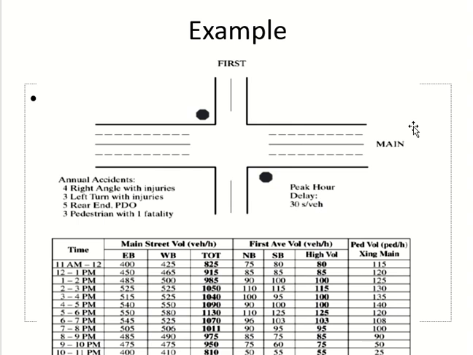Volume for each direction and the total for the main street. For north-south, volume of each direction and which one of them is higher. It's not the total, okay? This is not total. This is the higher one. Pedestrian volume, which is crossing the main street. The pedestrians are crossing in which direction?